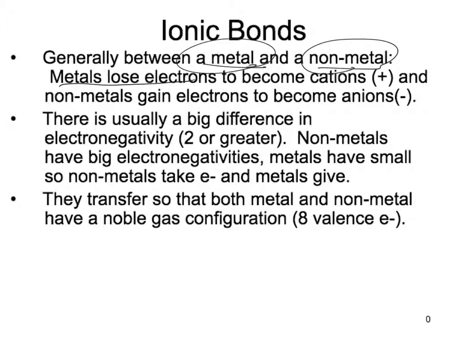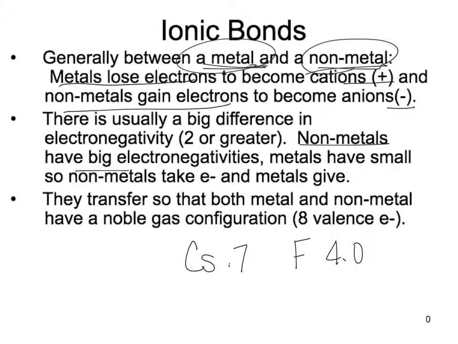Metals will lose an electron to become positive, nonmetals will gain to become negative. That's going to be our biggest criteria. Now, there is usually a big difference in electronegativity. So you'll notice that cesium is 0.7, and fluorine is a 4. So if you subtract that, you get 3.3. That's a huge difference. Because nonmetals tend to have the big electronegativities, metals have the small ones, so the nonmetals take and the metals give.